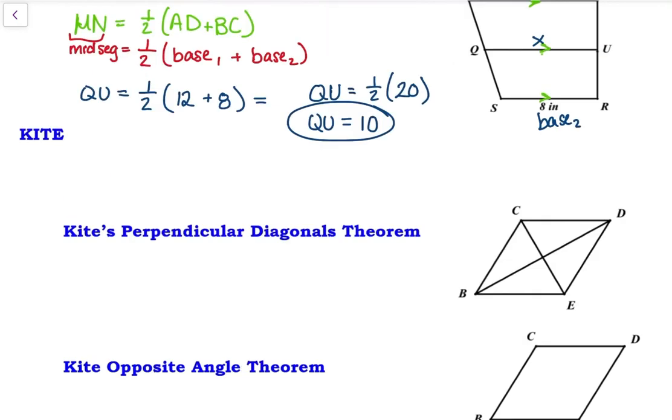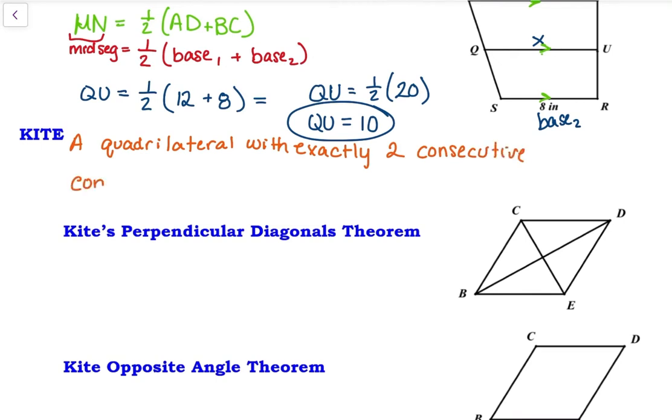Next, on to our next shape, which is called a kite. So a kite is a quadrilateral, 4 sides. And this one has exactly 2 consecutive congruent sides.